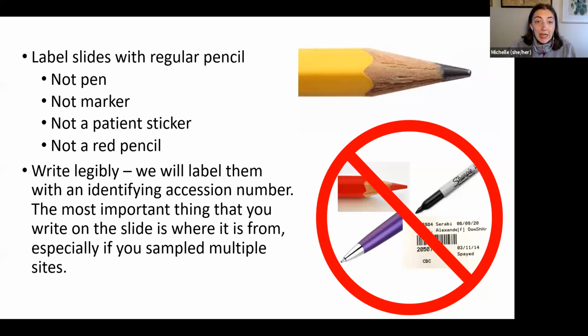When you're labeling slides, they should be labeled with a regular pencil. Everything else does not make it through the stain very well. So pens, really bad. Markers, horrible. Patient stickers, do not love that at all. Red pencils don't really make it through very well either. So regular pencil is what you should label the frosted side of the slide with.